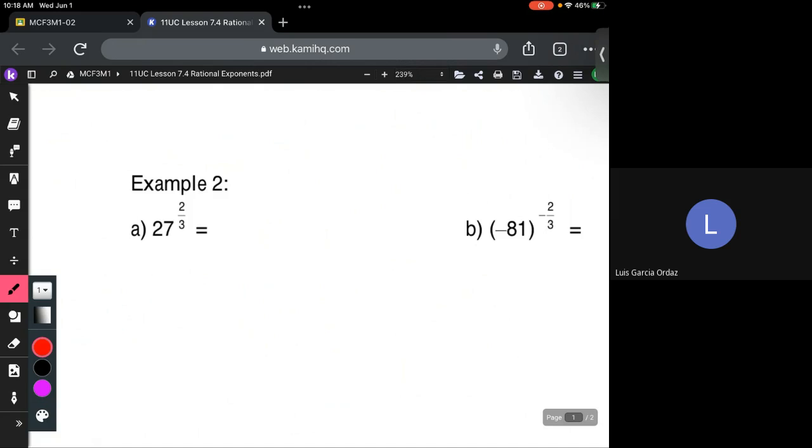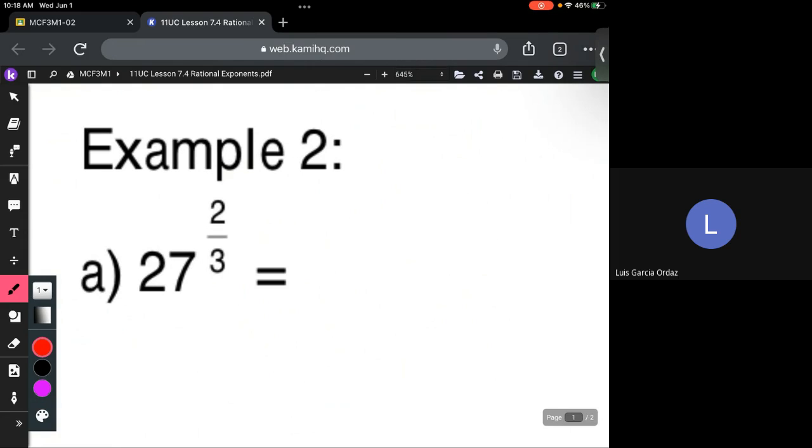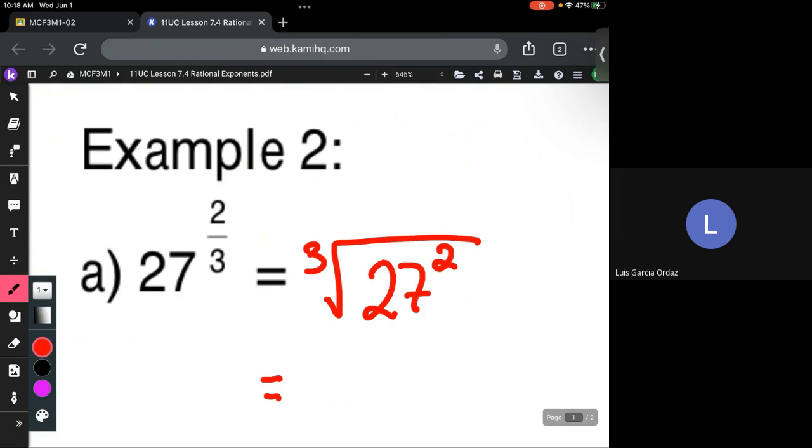Okay, go. So example 2, I have 27 to the power of 2 over 3. So how would I change that into a root? Abby: 3 and then the square root, power of 2. Yep, so the cubic root of 27 to the power of 2. What did we get for that? What's 27 to the power of 2 over 3?